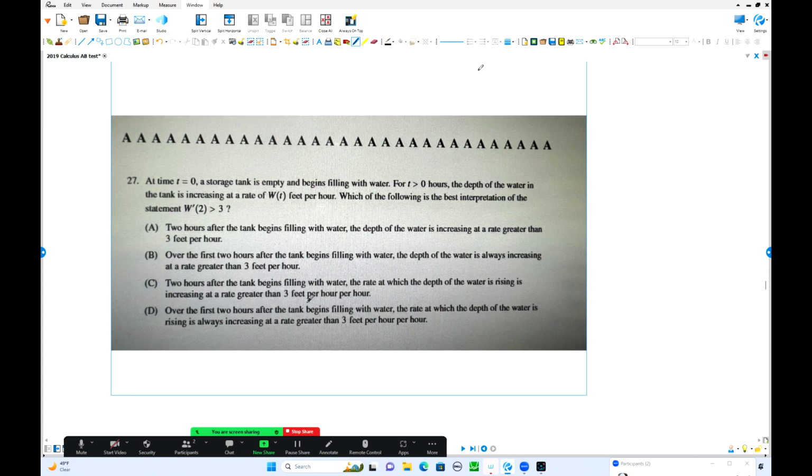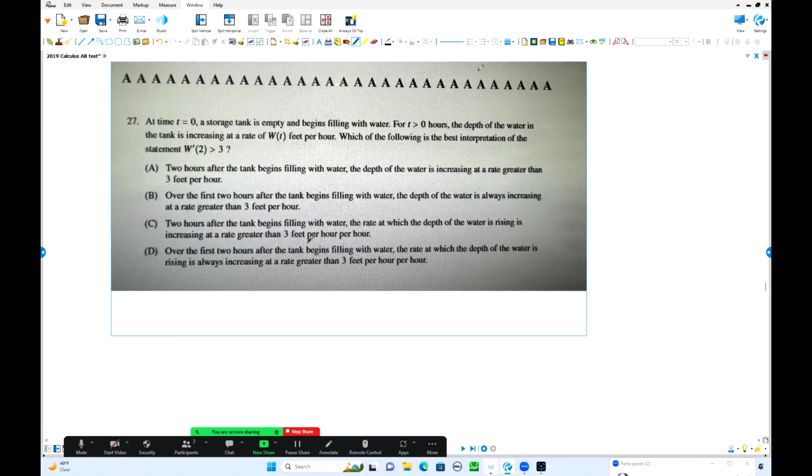Number 27. At t equals 0, a storage tank is empty and begins filling with water. For t positive hours, the depth of water in the tank is increasing. The depth of water is increasing at a rate of W prime t. This is already the rate. W of t is the rate, okay?